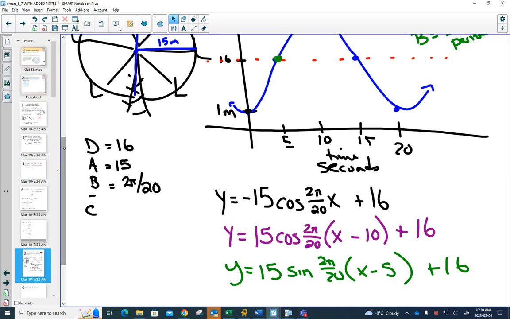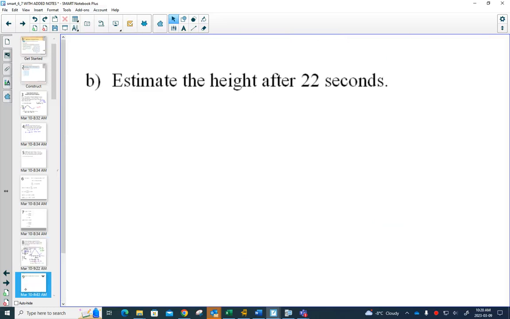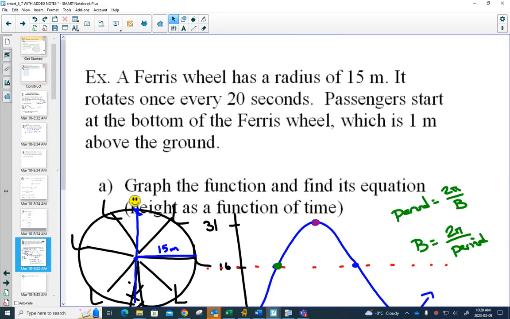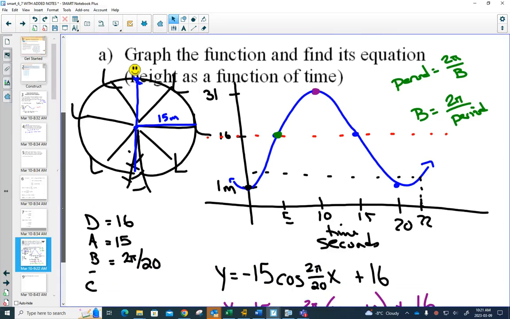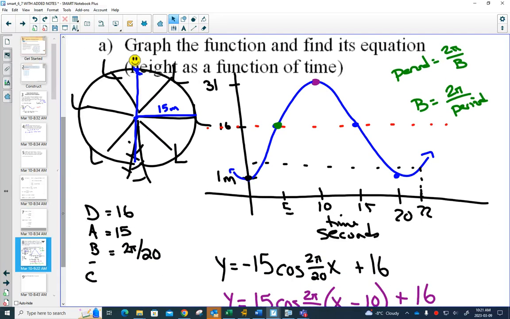Okay, part B of this question says, estimate the height after 22 seconds. Because it says estimate, you can just go to your graph, mark 22, go up to it, and over, and do an actual estimate. So if I was actually estimating, I'm going to say it's around 5 meters. If I wanted to find this exactly, I would have to use one of my equations.